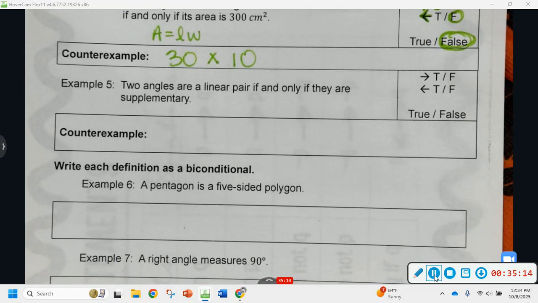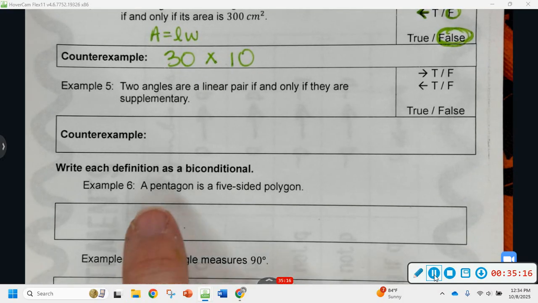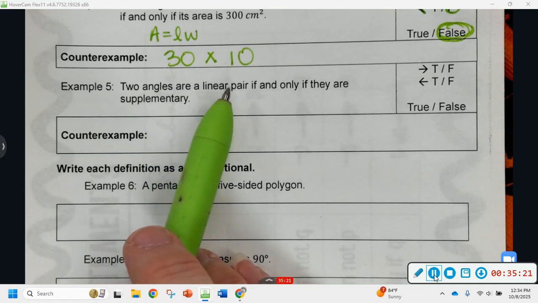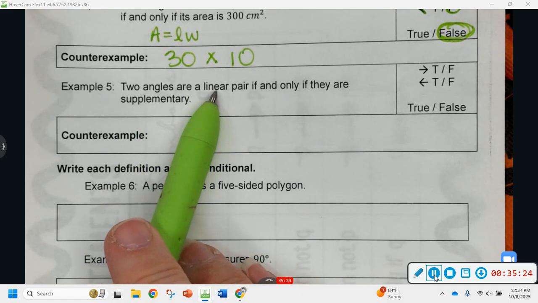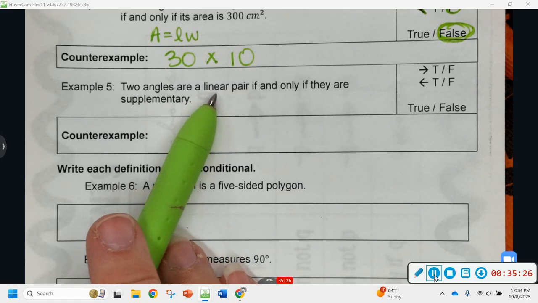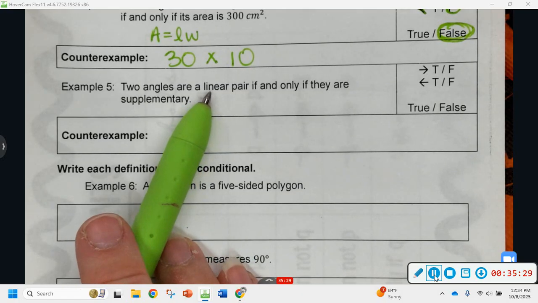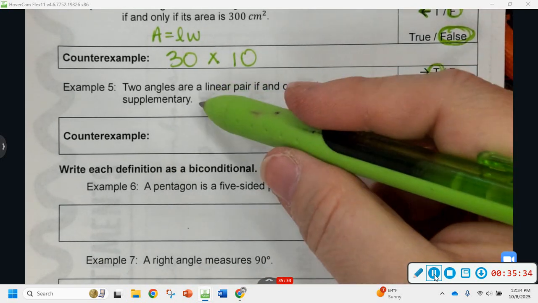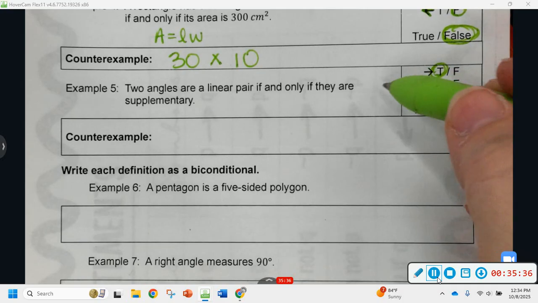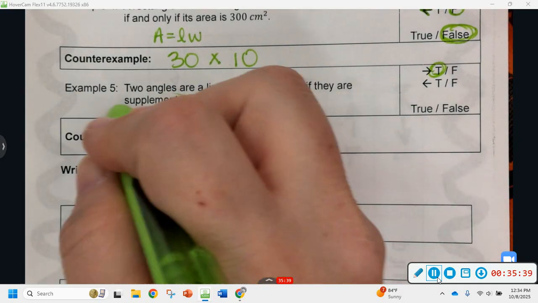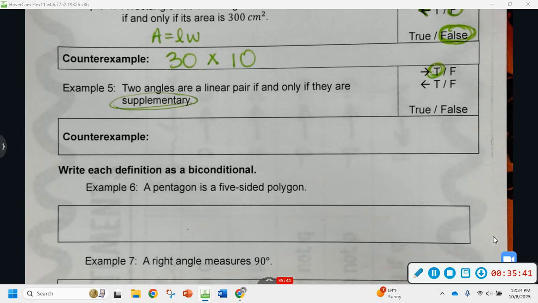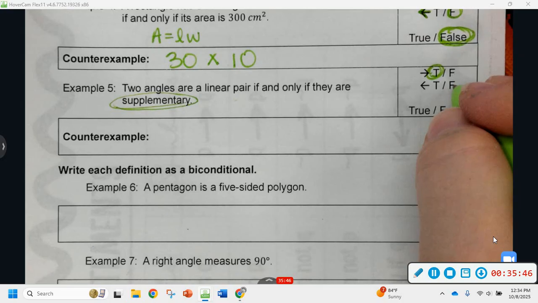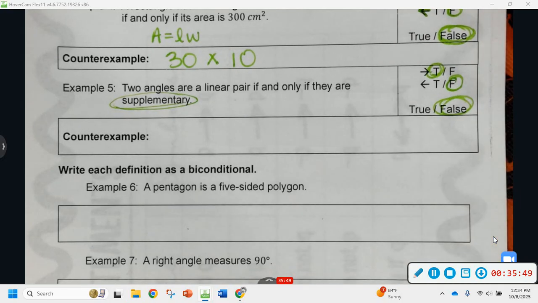Next up, two angles are a linear pair if and only if they are supplementary. So when we learned linear pair, that meant that they were both supplementary and adjacent. So if it's a linear pair, then yes, it must be supplementary. When we reverse it, if two angles are supplementary, did that mean it had to be a linear pair? No, it actually didn't.